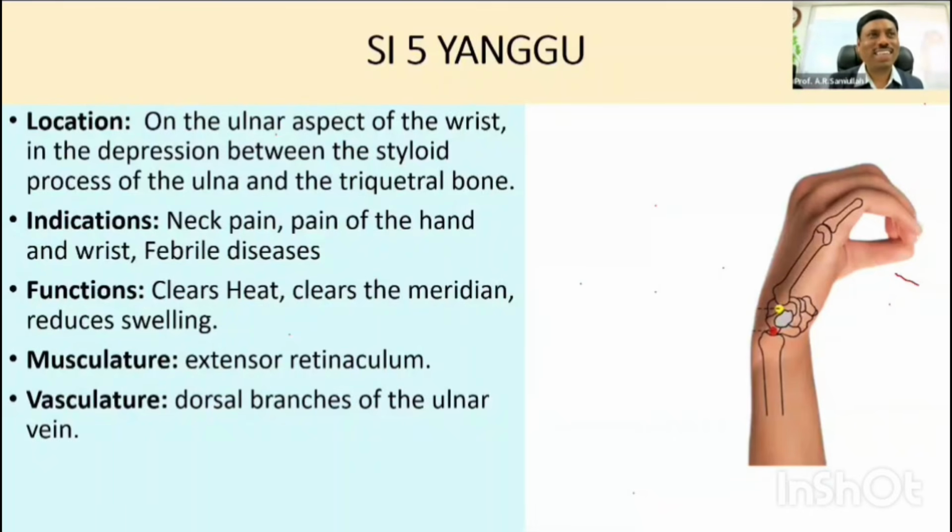So just apply this point, it is SI5. It is the good point to take the right decision at the right time. However, this is going to help you. By the way, this point treats neck pain and also hand, wrist and febrile diseases, but this belongs to the musculature that's called the extensor retinaculum. There is a band existing on the wrist, there is a band existing on the ankle region. Like the bangle you are using, or some kind of chain you are using on the wrist region, that also will give protection.